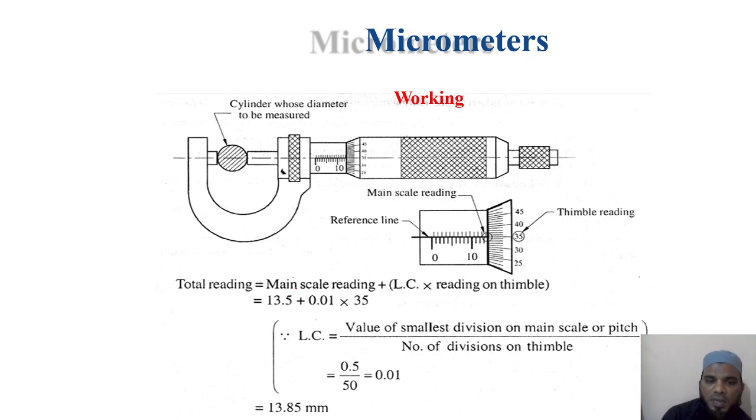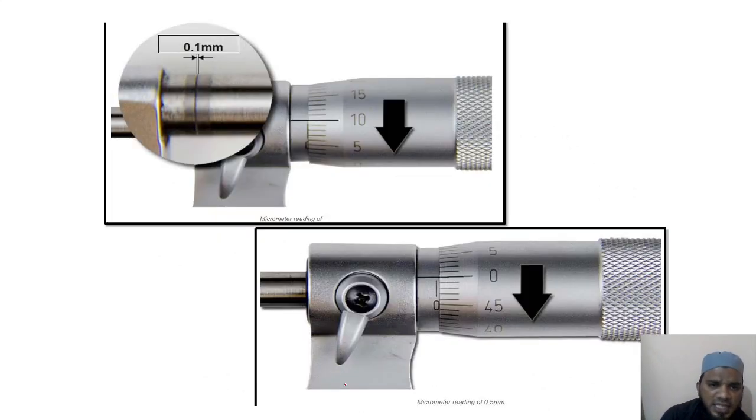After finding the measurement, 13.5 plus 0.01 into how many readings of this? This is 35 readings on the thumbnail. After 35 readings, you can multiply and find the total. So you can measure the total measurement of any diameter of the bar. You can measure the length of the bar, you can measure the radius of the bar like that.